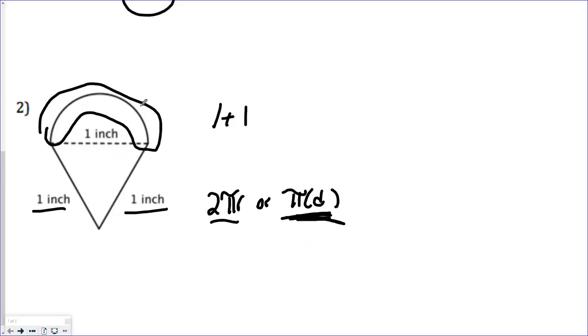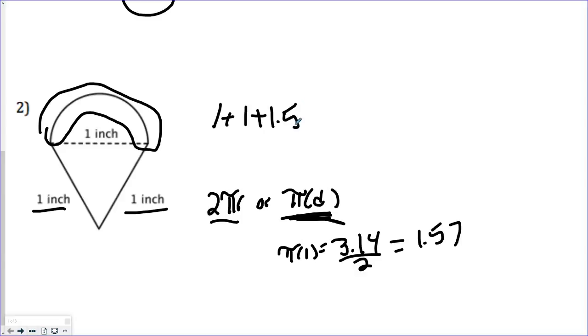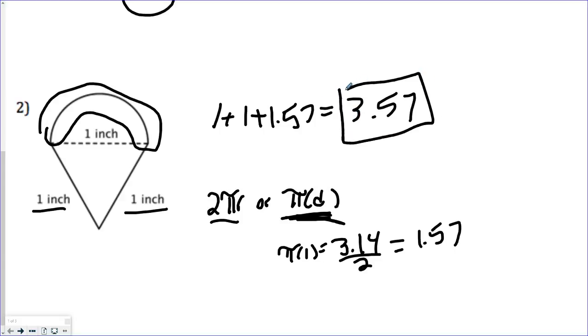So the circumference of what would be the full circle would simply be pi times 1, which is about 3.14. Now, I only have a half circle part of it, so I'm going to divide this by 2 because it's the half circle part. So basically I do what I do for a full circle, then cut it in half, and I get about 1.57. So I'm going to add that with my other two ones, and that means my full perimeter is going to be 3.57.